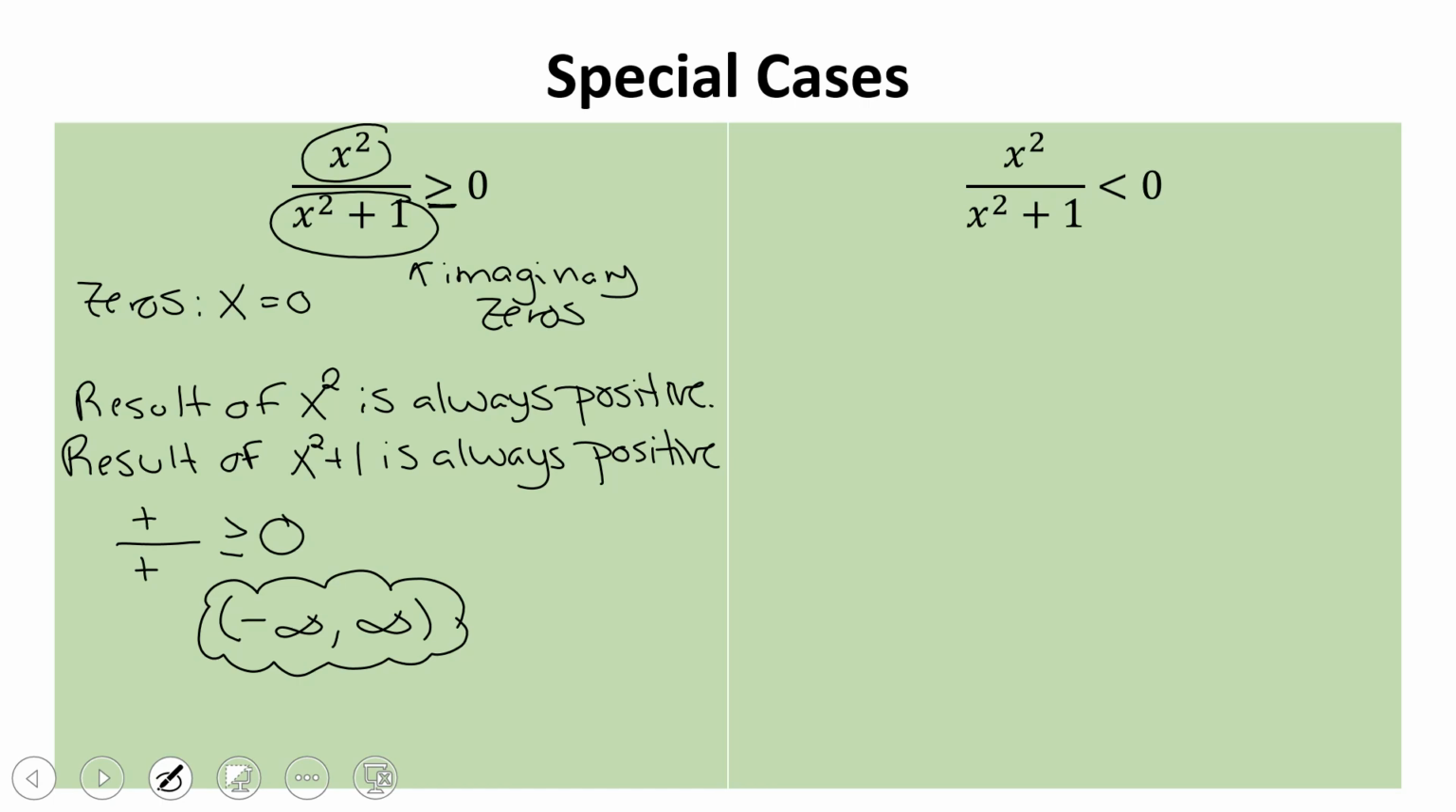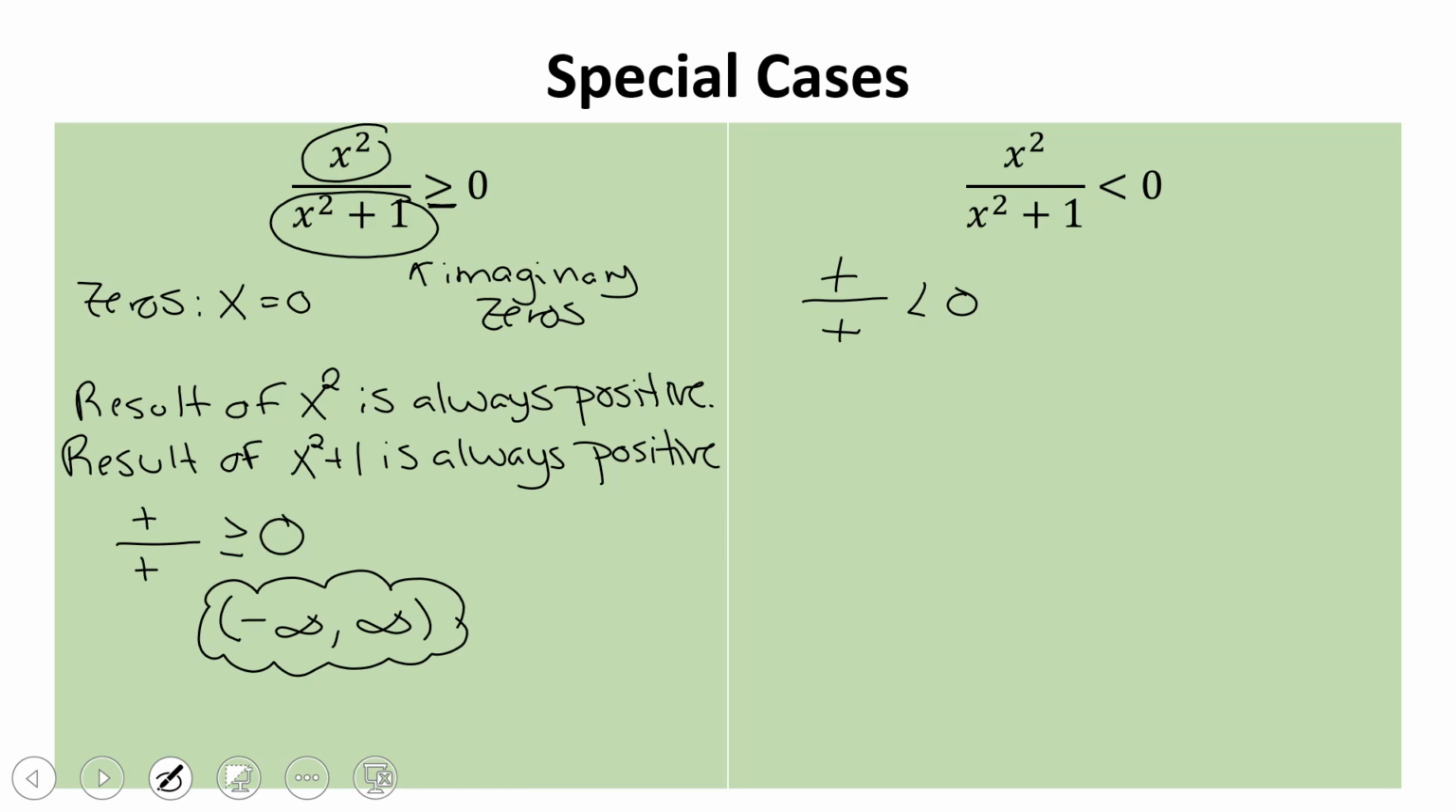Okay, well, what if we flipped the symbols? Okay, what if it was less than 0? Well, this is really kind of the same situation, right? No matter what, that numerator is going to be positive. No matter what, that denominator is going to be positive. Right, now that numerator can equal 0. That's a possibility if x is 0. But regardless, the result of x squared over x squared plus 1 is never going to turn negative.